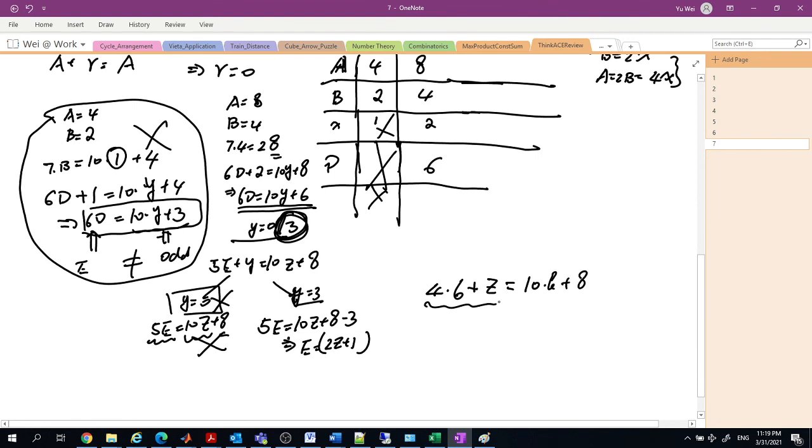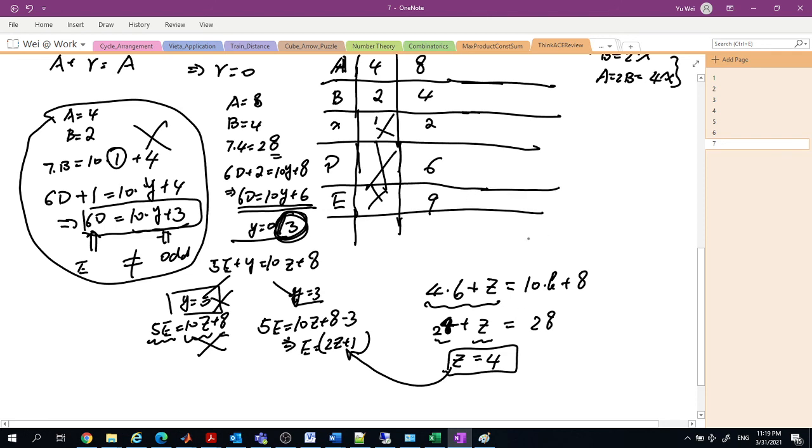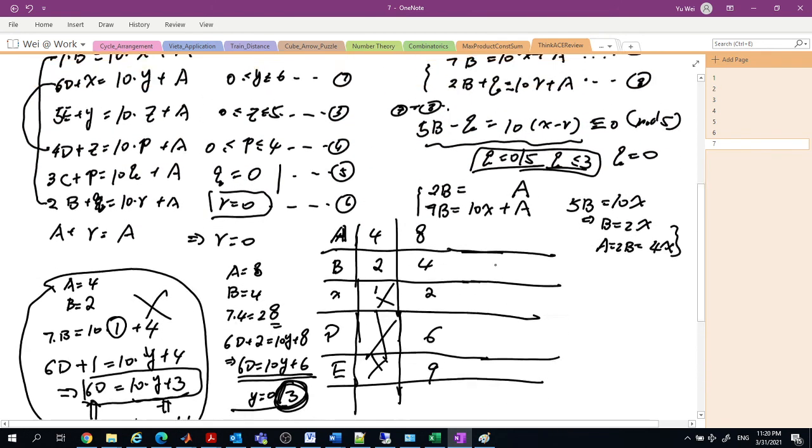Okay, let's see. So this number is 24, right? 24 plus z should be something 8, right? So you can see the only possible something 8 is 28, right? So the only possible is 24 plus 4, which is equal to 28. So now you know z is equal to 4. If z equals 4, put it here, so we know e equals 9.